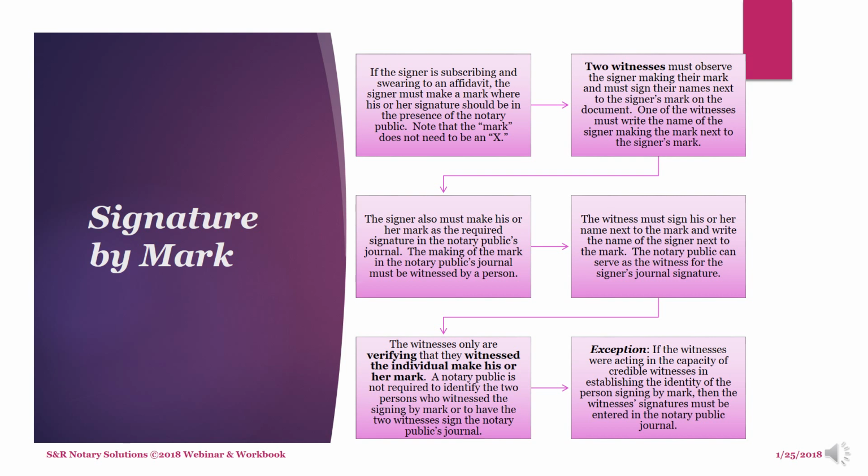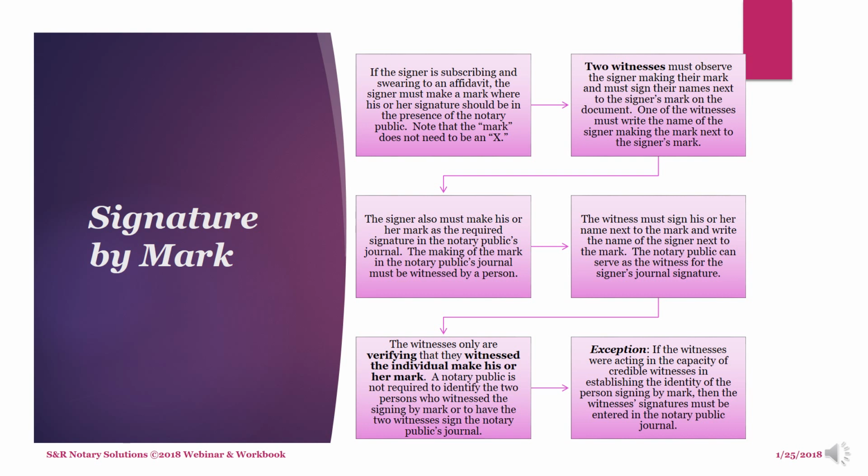The making of the mark in the notary public's journal must be witnessed by a person. The witness must sign his or her name next to the mark and write the name of the signer next to the mark. The notary public can serve as the witness for the signer's journal signature. The witnesses only are verifying that they witnessed the individual make his or her mark.